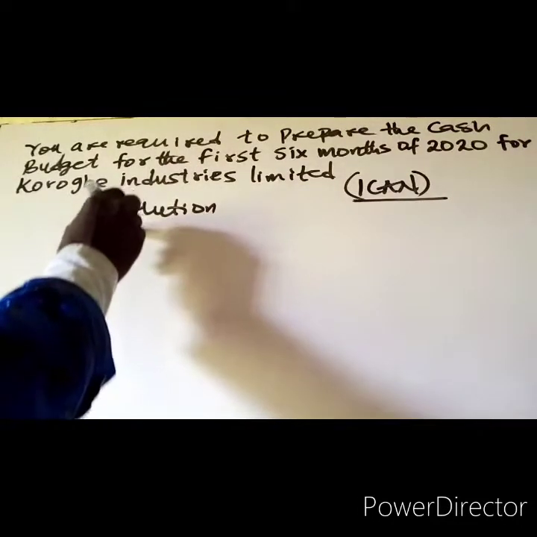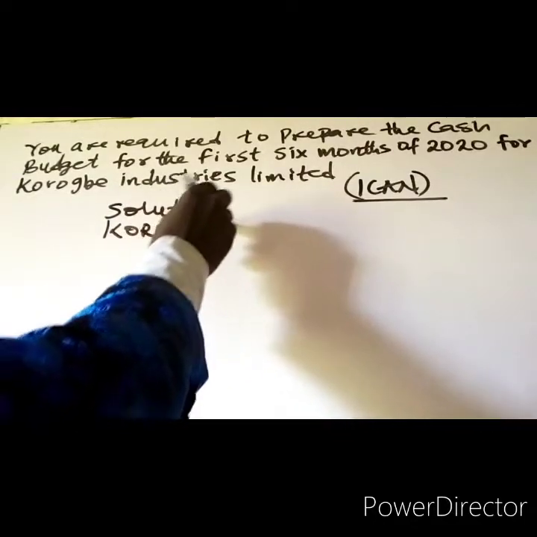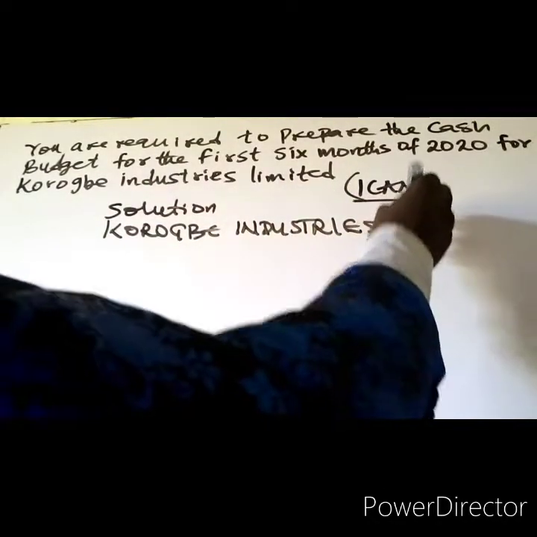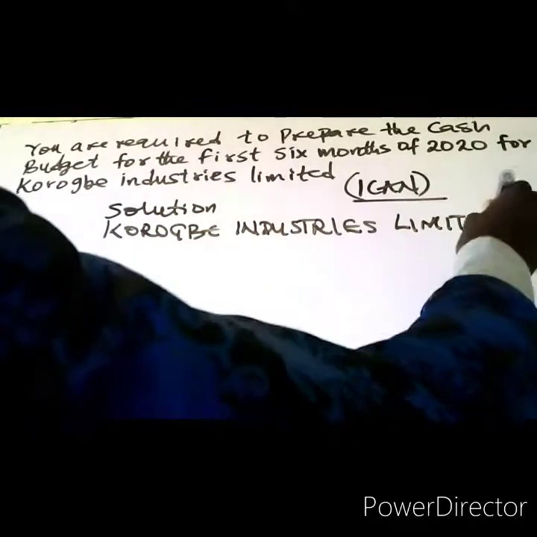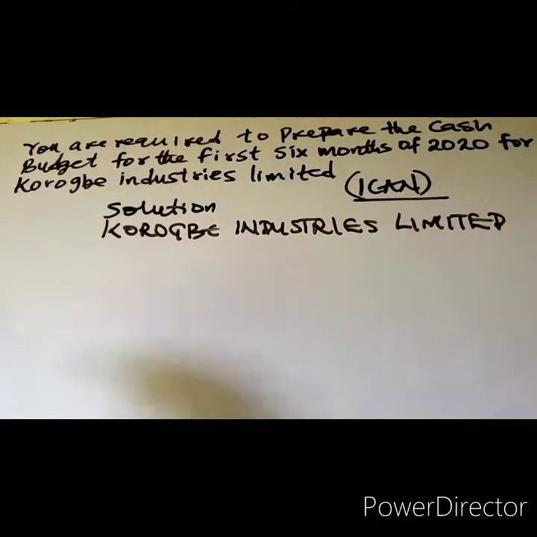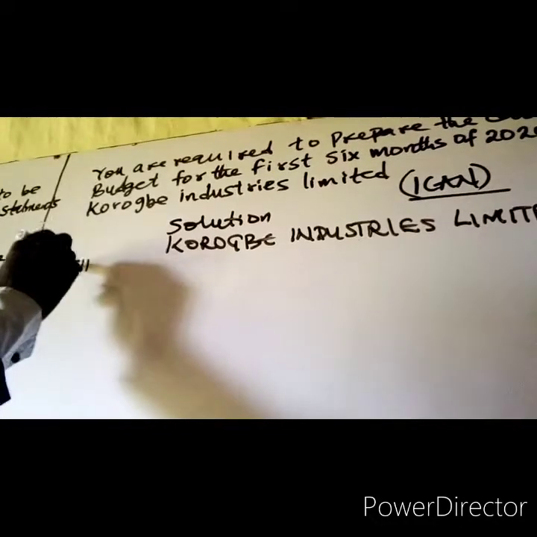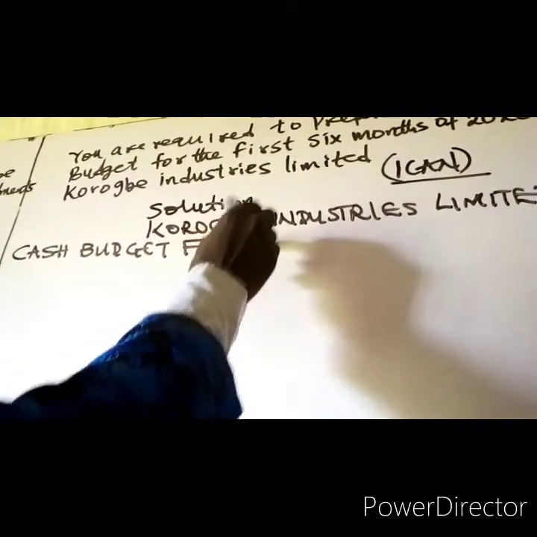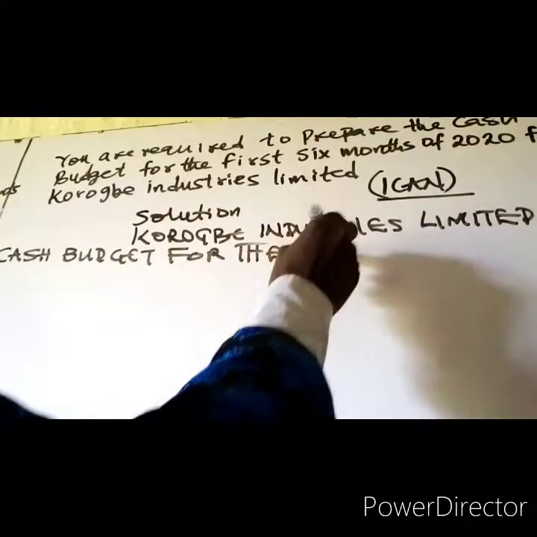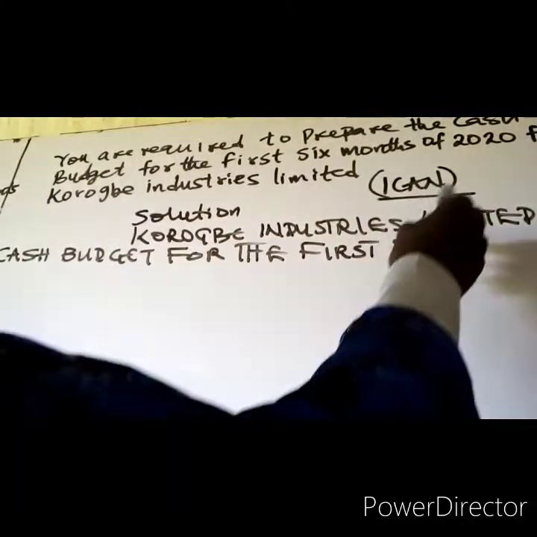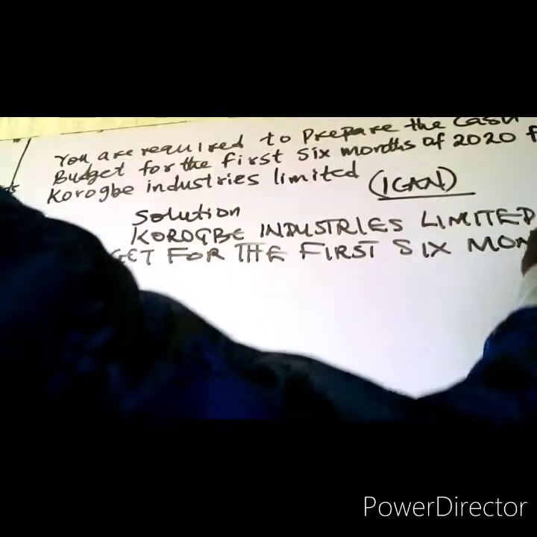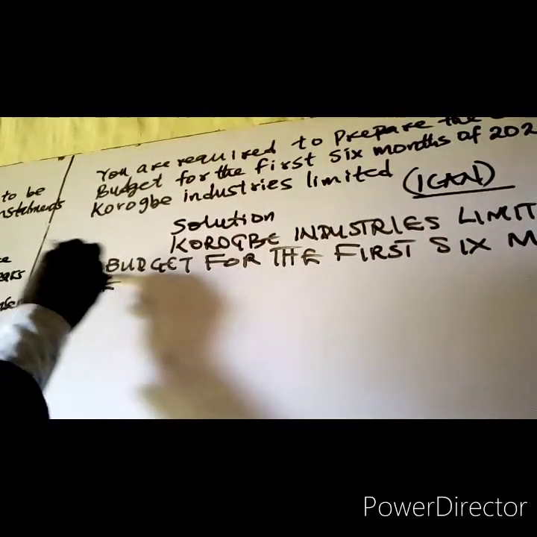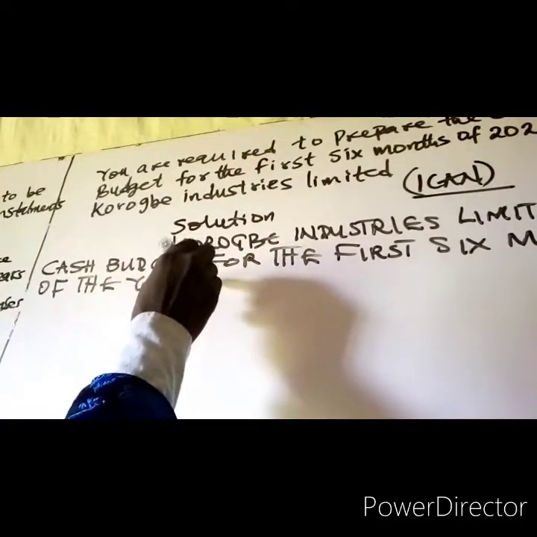Korogbe Industries Limited. Cash budget for the first 6 months of the year 2020.